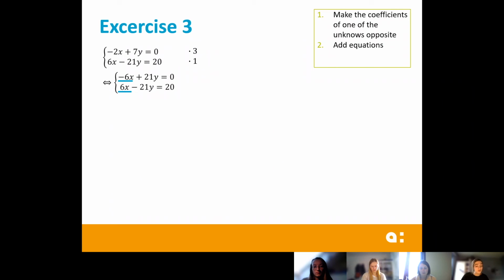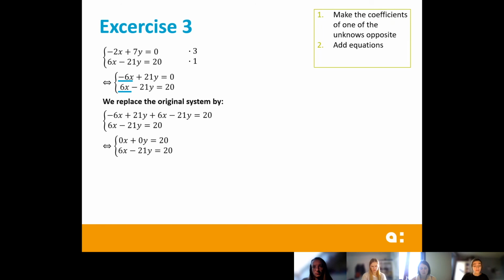This will be the first equation of our new system of equations. For the second equation, we use one of the original equations. We choose the second equation of our original system of equations. We notice that we can cancel the terms containing x or y.